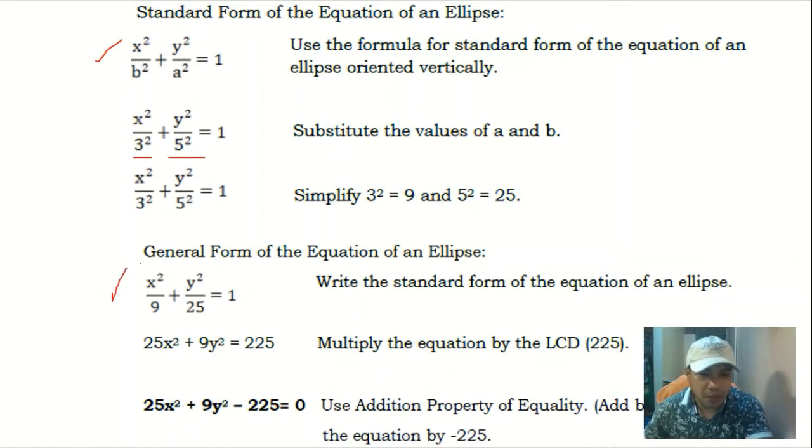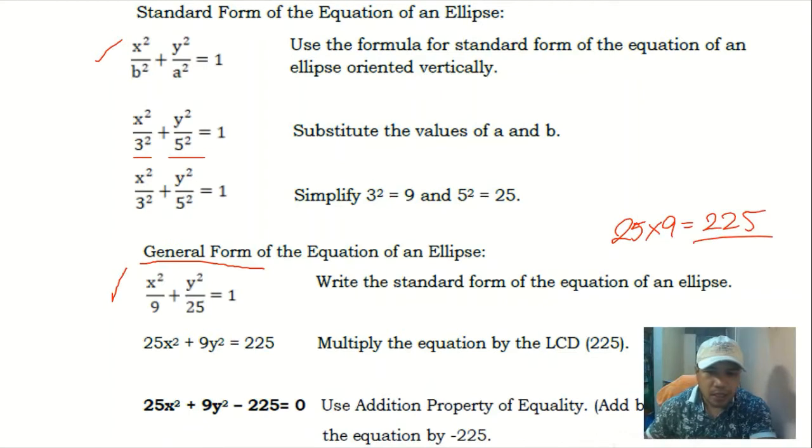Kung gagawin natin siyang general form, multiply natin si 25 by 9. 25 times 9. And we will obtain 225. So, 225 will be the number that we need. Next, mula dito, multiply the equation by the LCD. So, 225, both sides. So, 225 times 1, that's 225. 225 times y squared over 25, that will be 9 y squared. 225 times x squared over 9, that will be 25x squared.